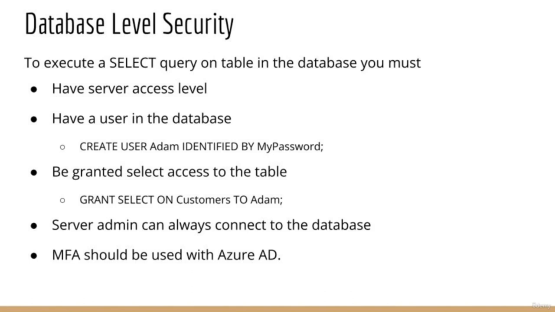Another aspect of security in Azure SQL Database is the security at the database level. To be able to query a table in an Azure SQL Database, you of course need to have access at the server level by allowing your IP address to connect to the database. You then have to have a database user, which you can easily create by using the create user command. This will create the user with a password assigned to their account. You then, as the user, need to be granted access to the table. In the example we have here, we wrote a command that grants the user, called Adam, access to the customers table.